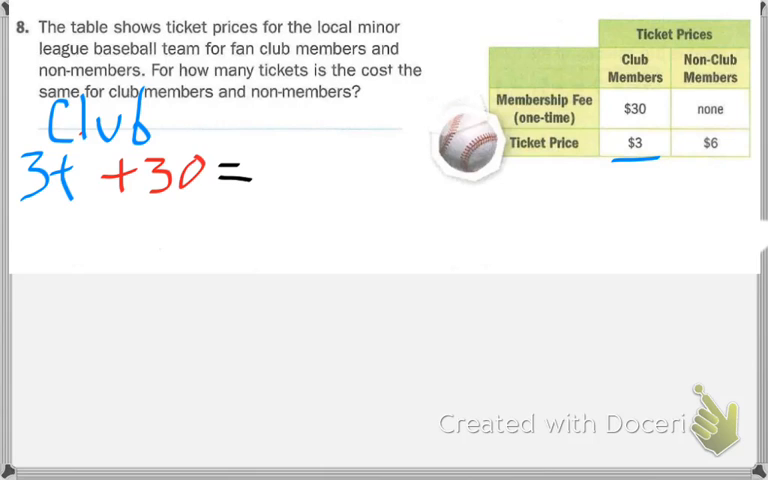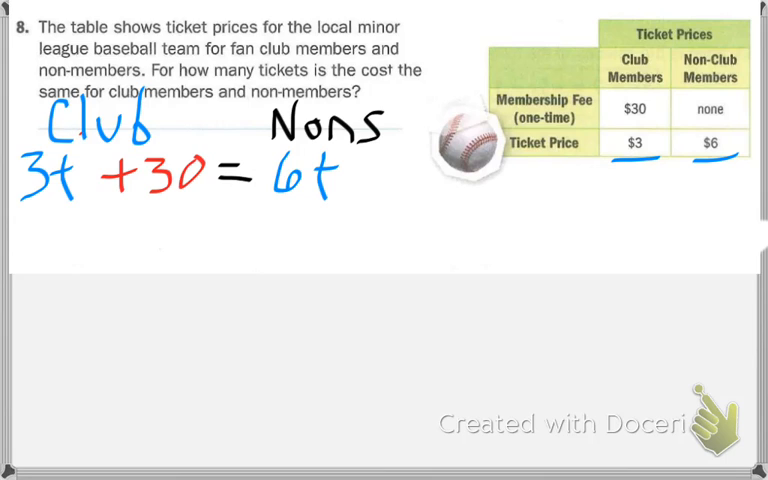Now let's look at non-club members. I'm just going to call them nons. That's not an O. These are nons, non-club members. Notice, they do not have a membership fee. So there will be no plus 30, because they don't pay it. But here's the trade-off. They pay more for each ticket. They're paying $6 per ticket. So $6 times the number of tickets. So their expression is going to be 6 times T.